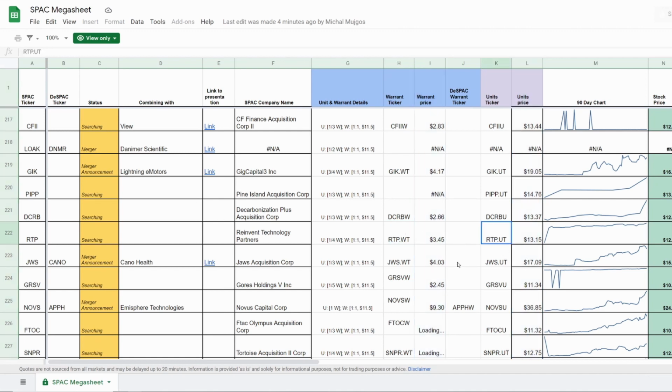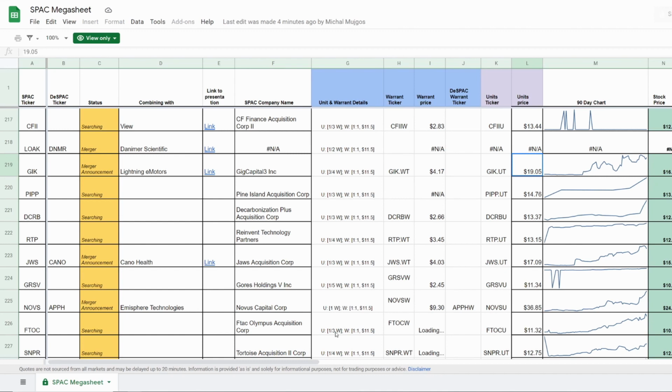Not every price for every warrant and ticker is available at this moment. It is either because it is not trading anymore or because this spreadsheet is simply not capable of taking this data at this moment. So again, if you don't know what a warrant is, if you don't know what a unit is, I recommend you to watch the video about warrants.